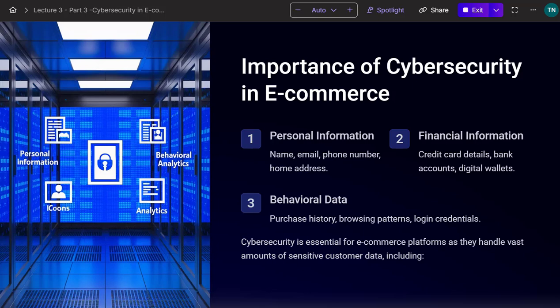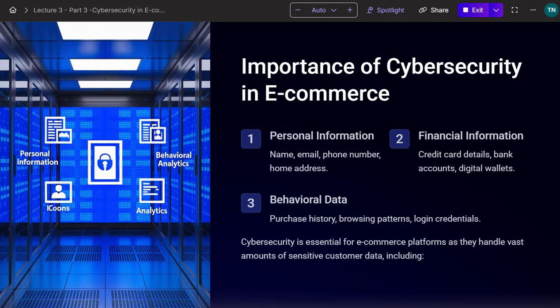Cybersecurity measures are critical to safeguard this data from unauthorized access, from theft, and from misuse. Robust security protocols, encryption, access control, and regular security audits are essential to mitigate the risk. Failing to prioritize cybersecurity can lead to data breaches, financial losses, and severe reputation damage for the e-commerce business.